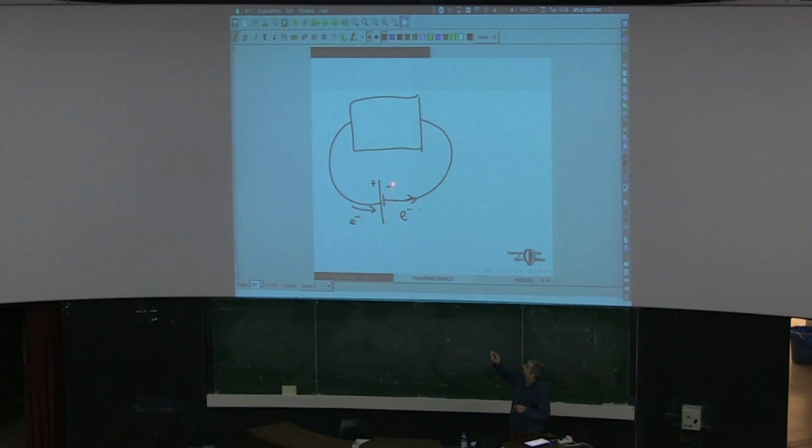And we say that, okay, since the electrons are moving in this direction, you can imagine it as positive charges moving in the opposite direction. So this is the direction of the current, the conventional direction of the current. So this is the basic idea of the current.